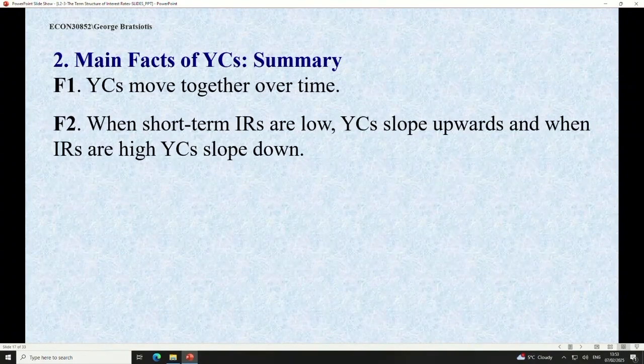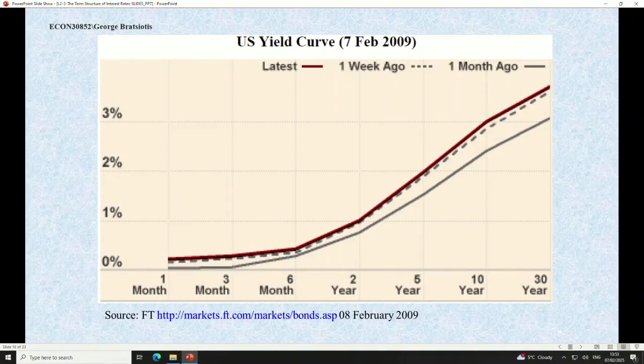The second one is that when short-term interest rates are low, yield curves slope upwards, and when interest rates are high, the yield curves will slope down. I mean, again, are they high or low here? The short-term rates? They're low. Therefore, you expect them to go high.